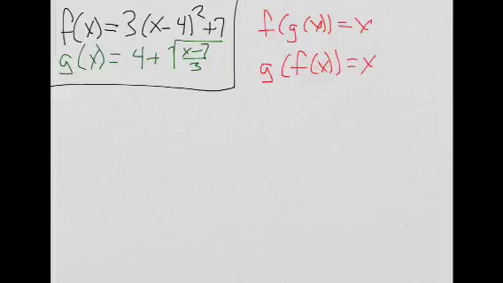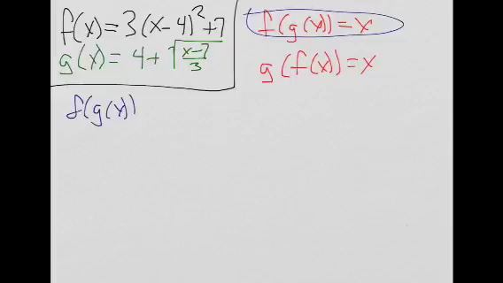I have to show it both ways because sometimes it makes a difference with composition. We remember composition is not commutative. So I need to show that it does indeed work both ways. So let's start with this one. If I want f of g of x, that's going to be f of 4 plus the square root of (x minus 7) over 3.